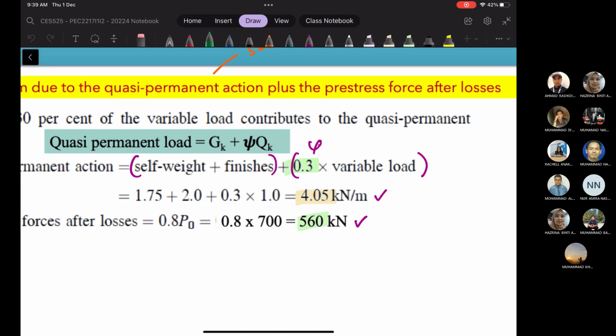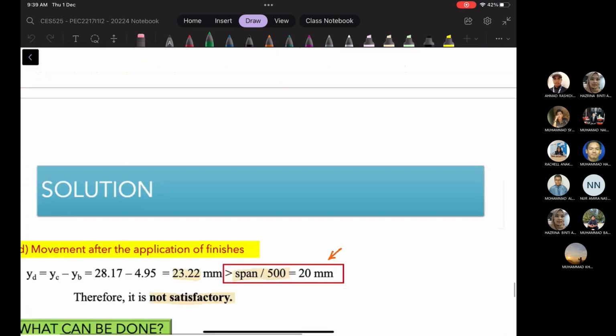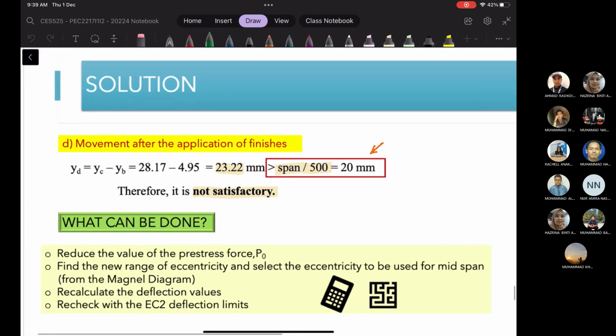So basically, for the design, we will go back to our Magnel diagram, right? Because the Magnel diagram is our basis for choosing the value of the pre-stress force as well as the value of the eccentricity. So when we have reached deflection, but our selection of the pre-stress force and also eccentricity is not suitable, then we have to go back to our design again.